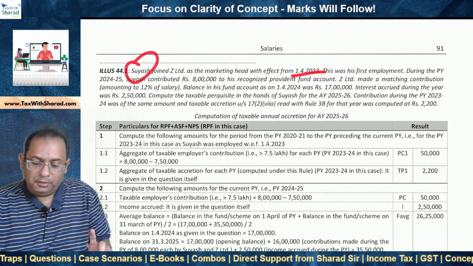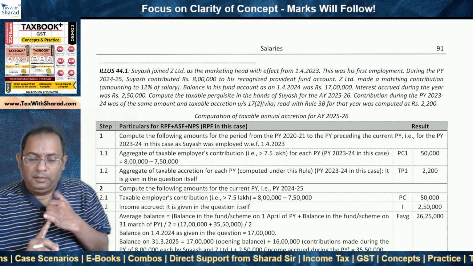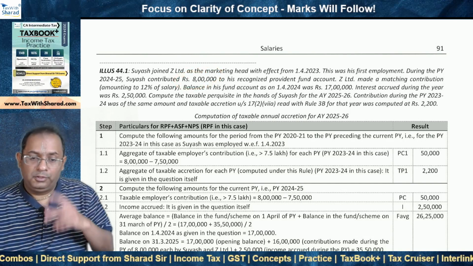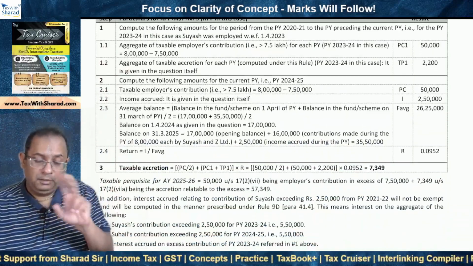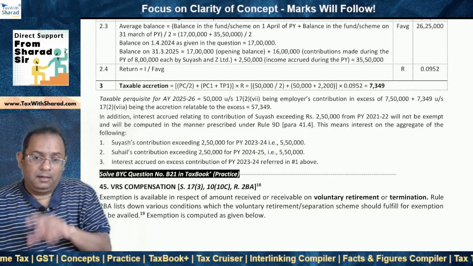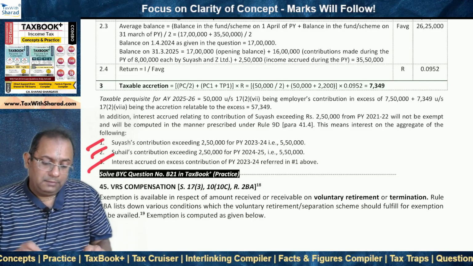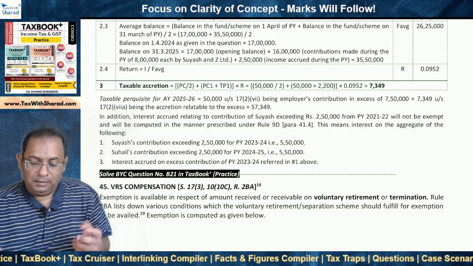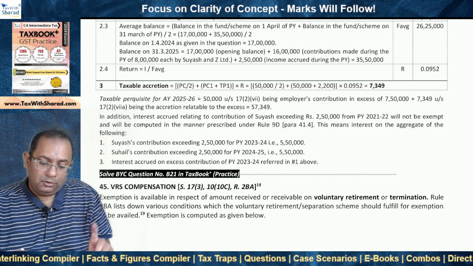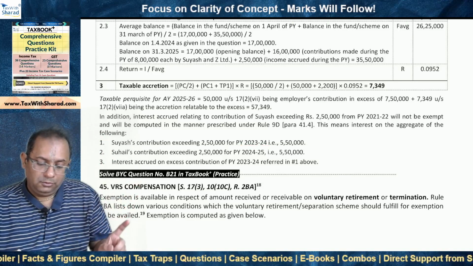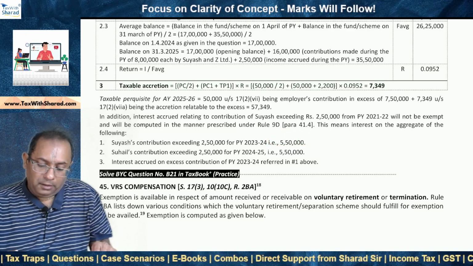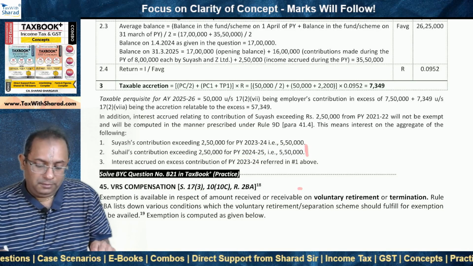This is the case which is arising in our example. Suyash joined on 1st April 2023, so we have previous year 23-24 and current previous year 24-25. So we have 2 years, and in both years Suyash contributed 8 lakh, his own contribution, which is more than rupees 2,50,000. So 5,50,000 is the excess. Interest relating to this excess will become taxable in the current previous year. In previous year 23-24, the first previous year, Suyash's excess contribution was 5,50,000. And for the current previous year also the excess is 5,50,000.